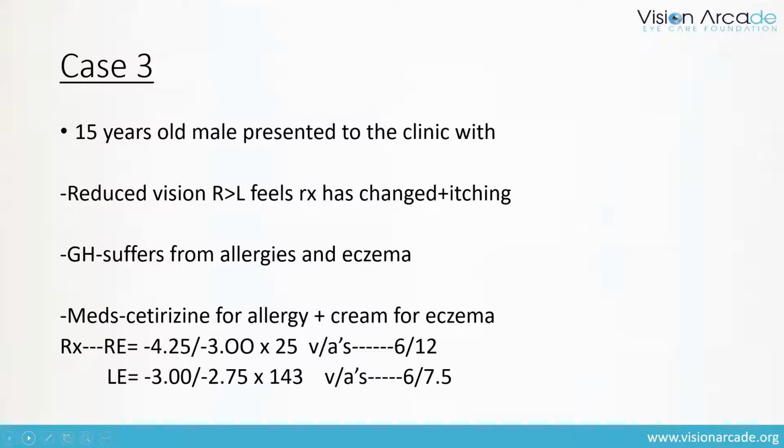Case 3: a 15-year-old male presented to the clinic with reduced vision, right eye worse than left. His prescription has changed, he has itching, and for general health, he suffers from allergies and eczema. Medication: he's on cetirizine for allergy and cream for eczema, and that's what his prescription is like. Next poll, what do we think this presentation is?